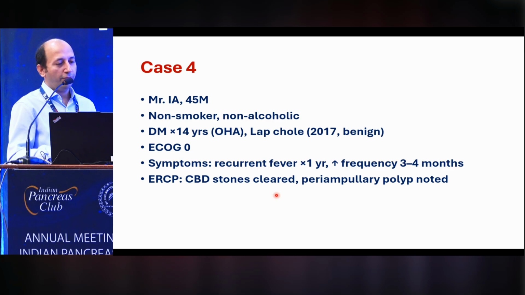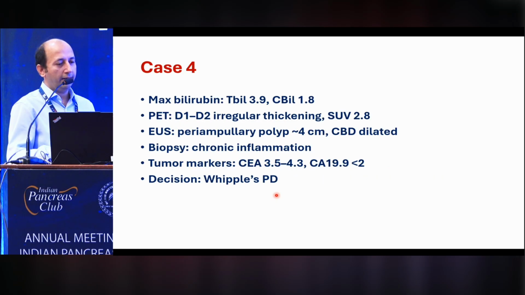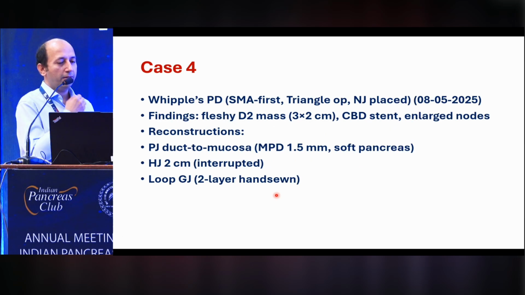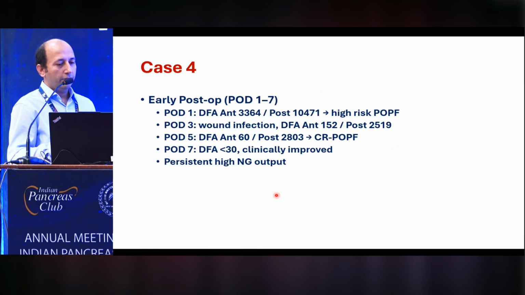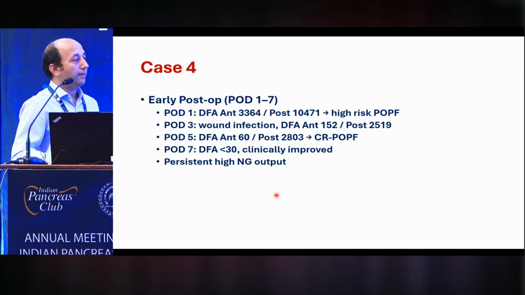He is a 45-year-old male with a periampullary tumor, found to have a periampullary polyp, and this patient underwent the Whipple's procedure. The duct was around 1.5 millimeters, soft pancreas, EHJ 2 centimeters. So this is the post-op course of this patient. It's an ampullary tumor. Yes, a periampullary tumor.